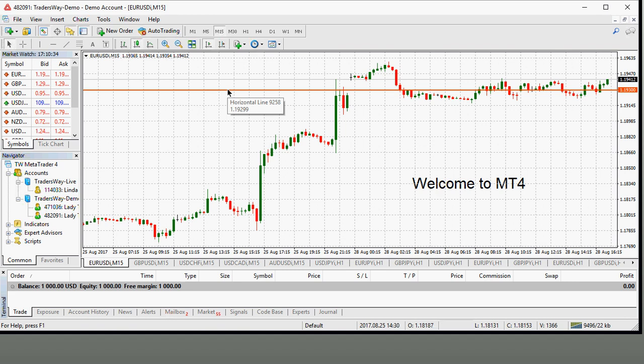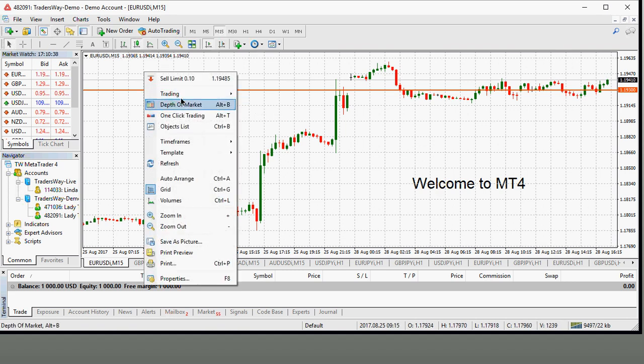And then, of course, executing our orders. So let's go ahead and open up the one-click trading. When you right-click in your chart, you will get quite a few different things that you will use. Here you have your one-click trading. You also have your zoom in and your zoom out, and you have your save as picture.